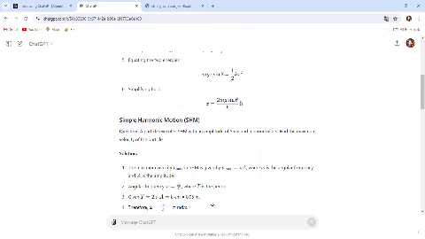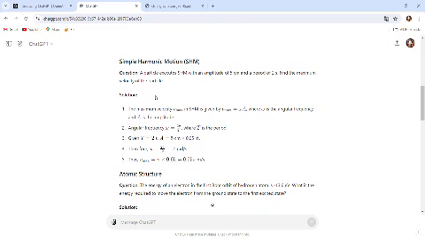The second question is about SHM. A particle executes SHM with amplitude 5 cm and period 2 seconds. Find the maximum velocity of the particle. Firstly, you should know this formula: the maximum velocity in SHM, Vmax, is equal to omega a, where omega is the angular frequency and a is the amplitude.